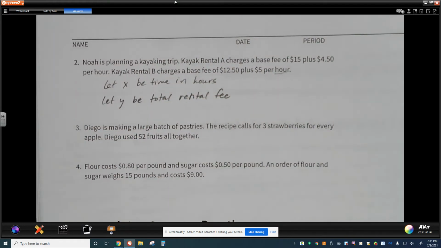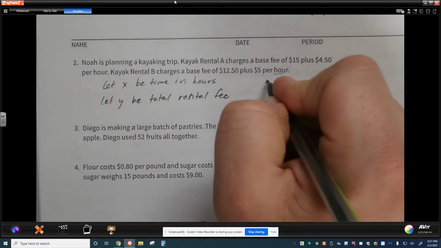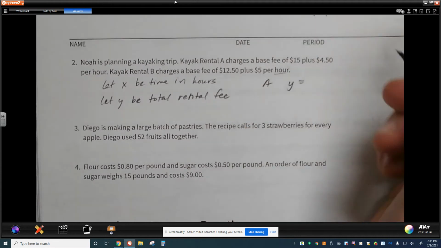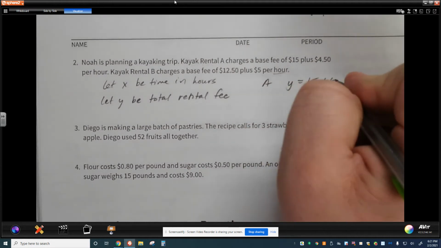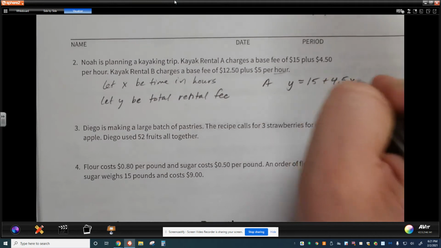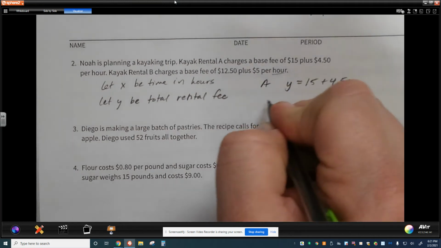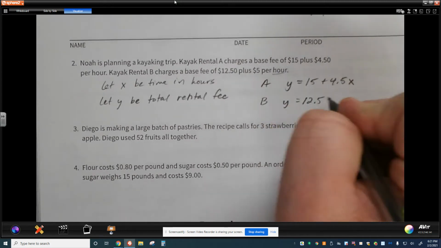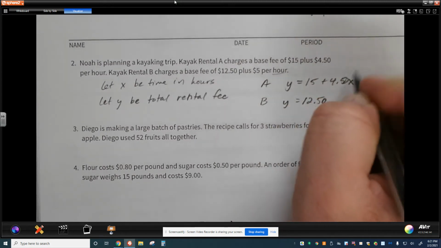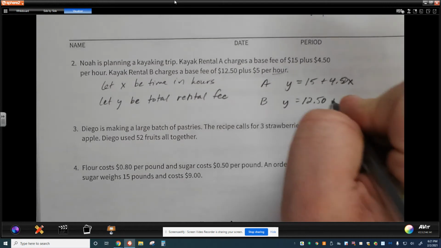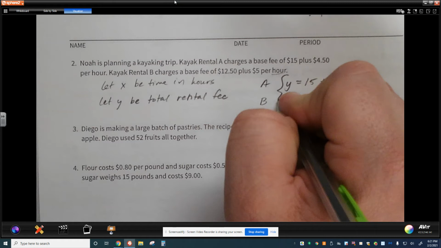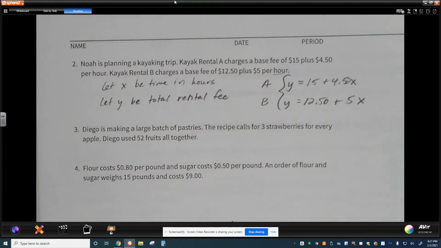Okay. And then at this point, I think it's pretty easy. Rental company A is going to have a fee of Y equals $15 plus $4.50 per hour. And then rental company B would be Y equals $12.50. I'll go ahead and put the 0 in here just to make it a little bit more usable, plus $5 per hour. And then we need to have this brace on here to show that these two are related and grouped together.